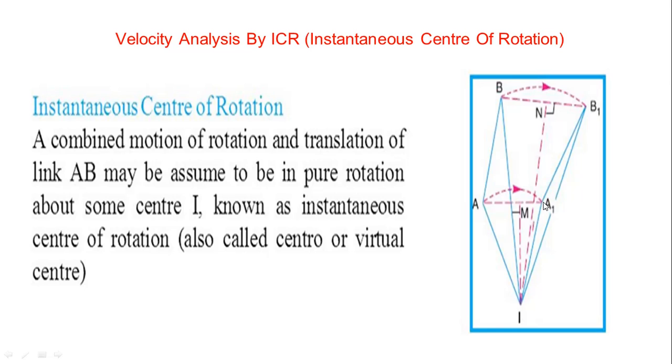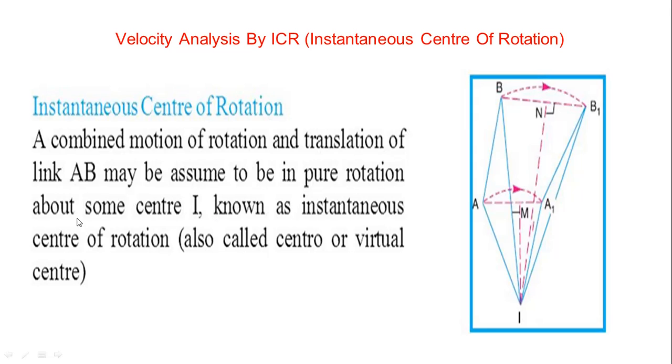Though there is a presence of translation and rotational motion, we assume that the body AB has moved from the AB position to the A1 B1 position following a pure rotational motion. When it follows a pure rotational motion, it will have a constant angular velocity about a certain point, and that point is called the instantaneous center of rotation for that instant.